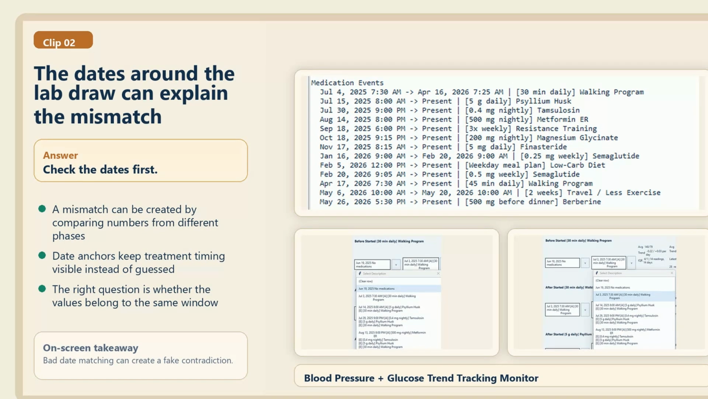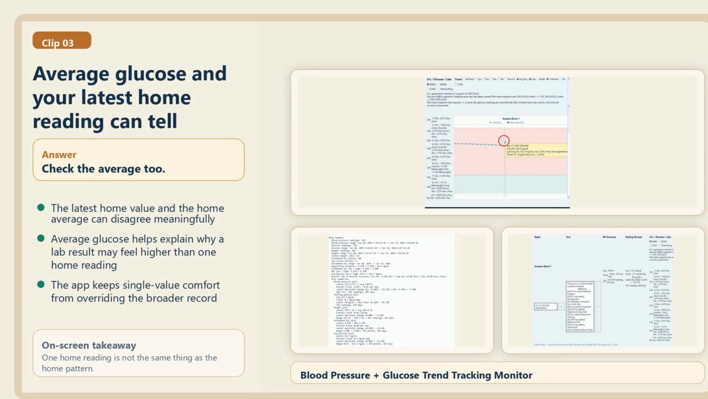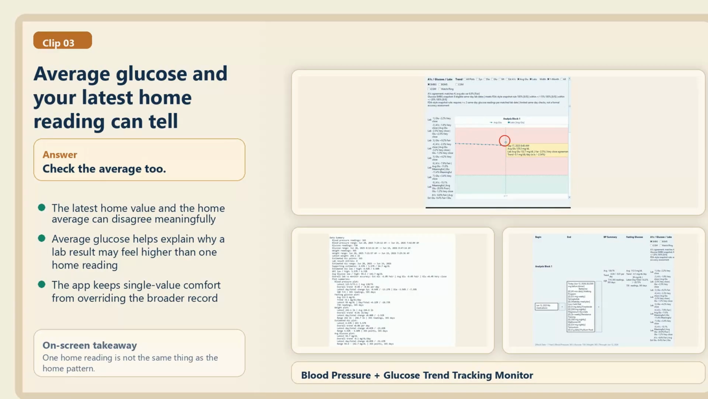Average glucose and your latest home reading can tell different stories. Another common mismatch happens when the latest home glucose reading looks reassuring, but the average glucose and summary section still point higher. The app keeps average glucose, estimated A1C, latest reading, and the lab comparison pieces close together so you can tell whether the home record is broadly running above the single number you are focusing on. That matters because one decent morning value does not erase a higher recent average.